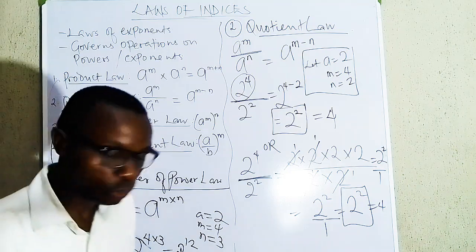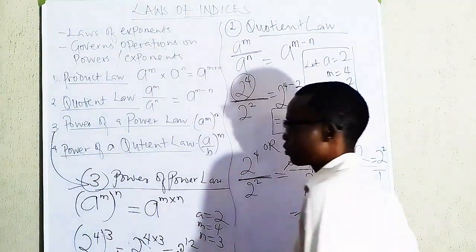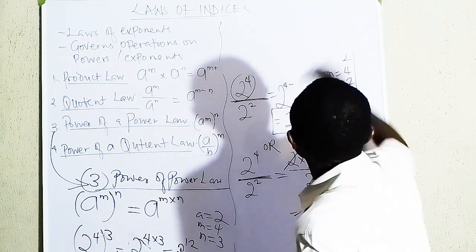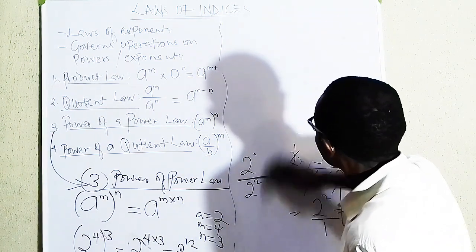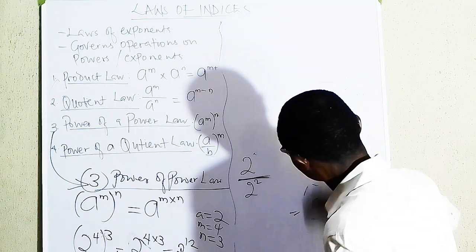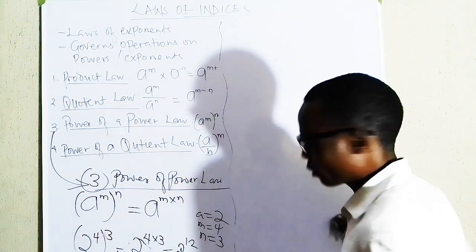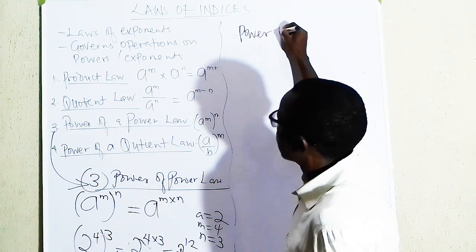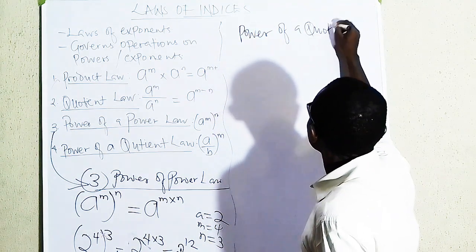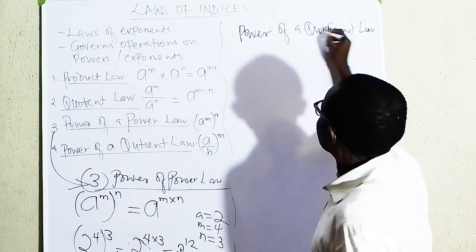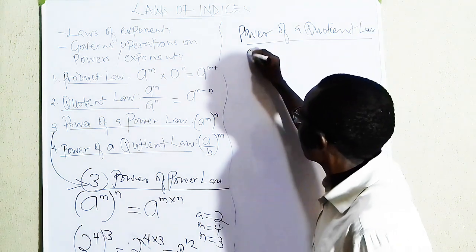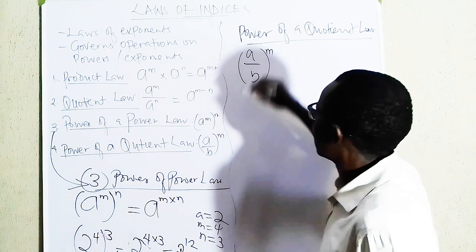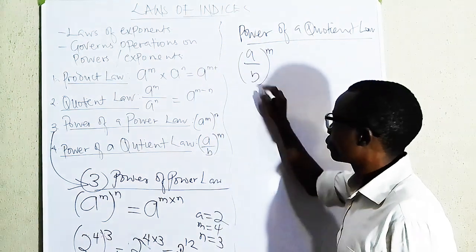Now without much ado, we'll go to the next. The next will be the last we'll be considering for today, and then the next class we will go to the next. The next is the power of a quotient law. In this, we have, for example, a over b, all raised to power m. Now this is a quotient.